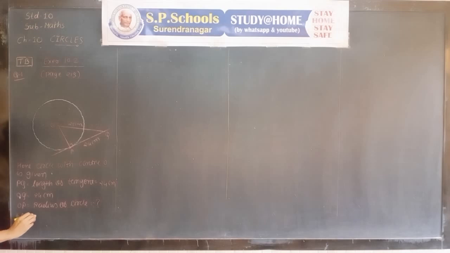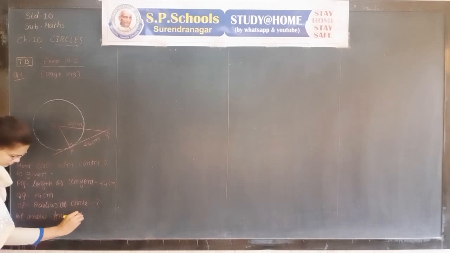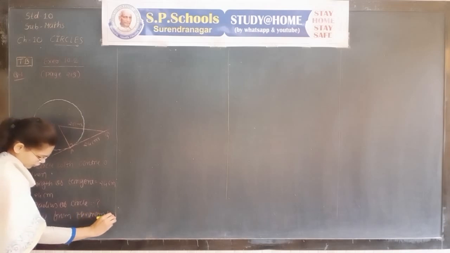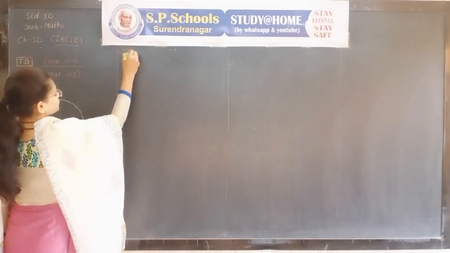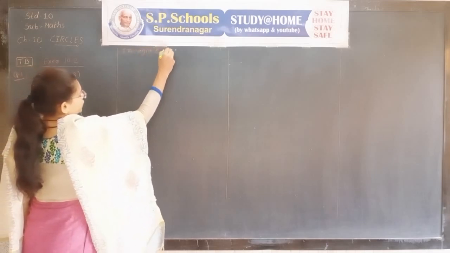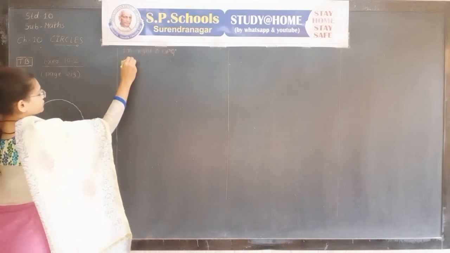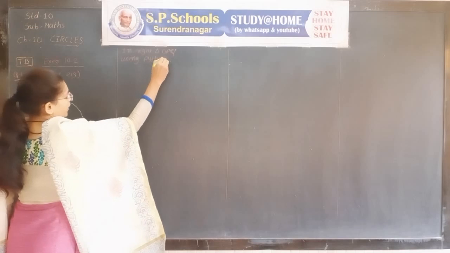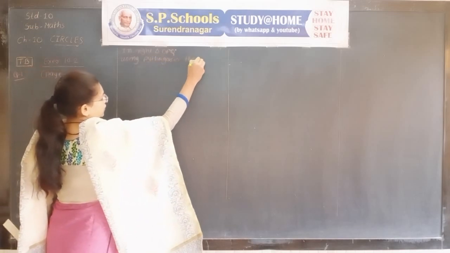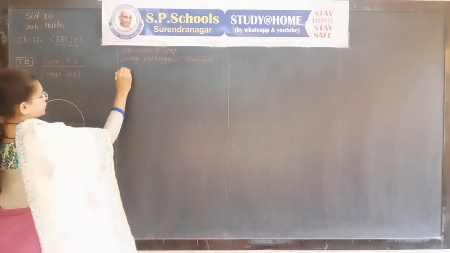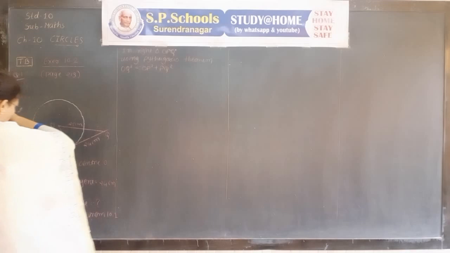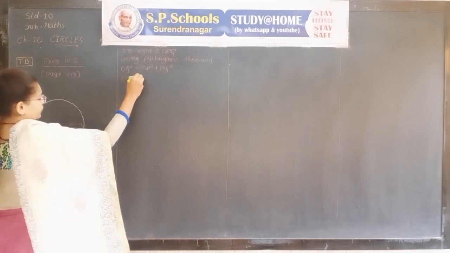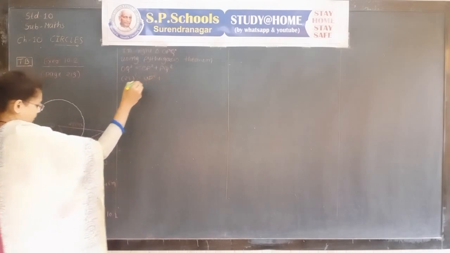We know from theorem 10.1, radius OP is perpendicular to tangent PQ, so in right triangle OPQ, using Pythagoras theorem, square of hypotenuse OQ square is equals to OP square plus PQ square, where OQ is equals to 25, OP remains as it is, which is radius, and PQ is 24.